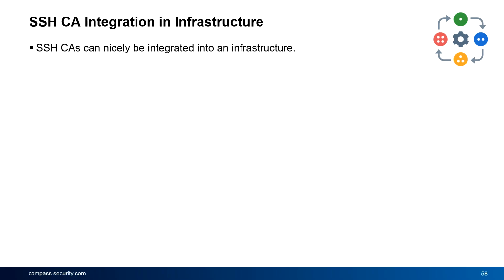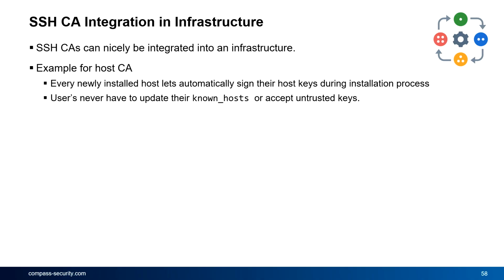SSH CAs can also be nicely integrated into an existing infrastructure. For example, if you have already automated the installation of your servers, you could automatically let the CA sign your host keys and create host certificates. From then on, users never have to update their known hosts anymore. You don't have to provide a known hosts file to all your users, and users don't have to accept untrusted keys.